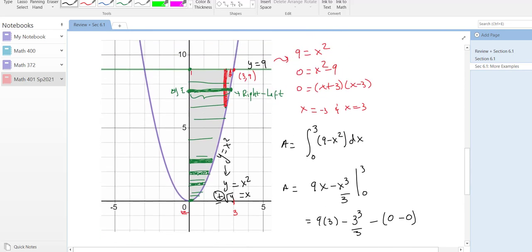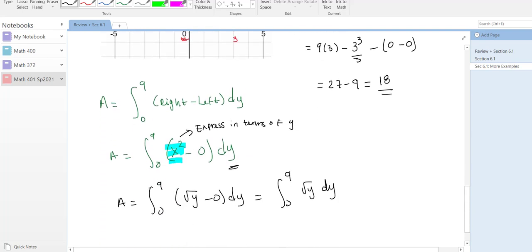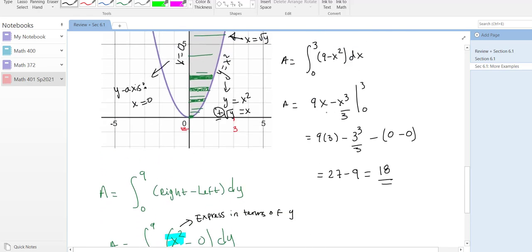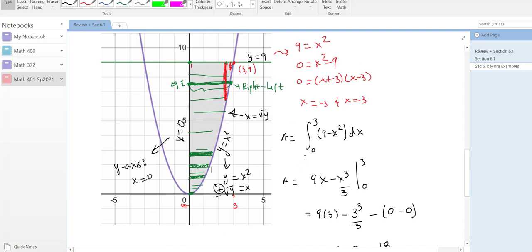Notice that now our equation is x equals the square root of y here. Remember we talked about the equation of the y-axis: it is the line x equals 0, a vertical line. And so that's why we end up with this. It's representing the same region, it's just a different way of doing the integral.